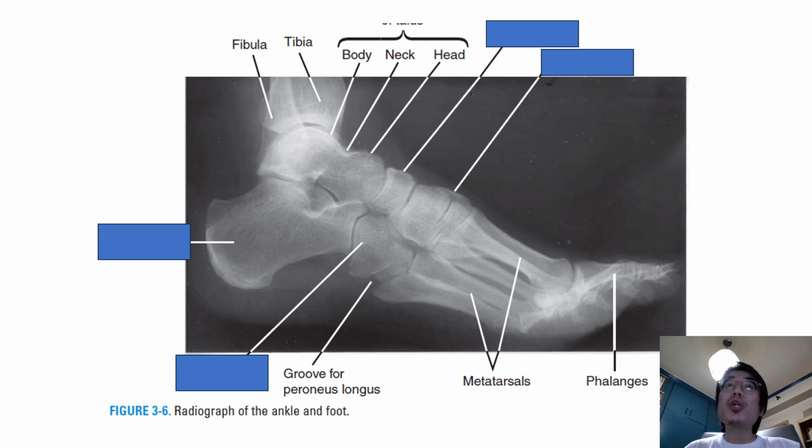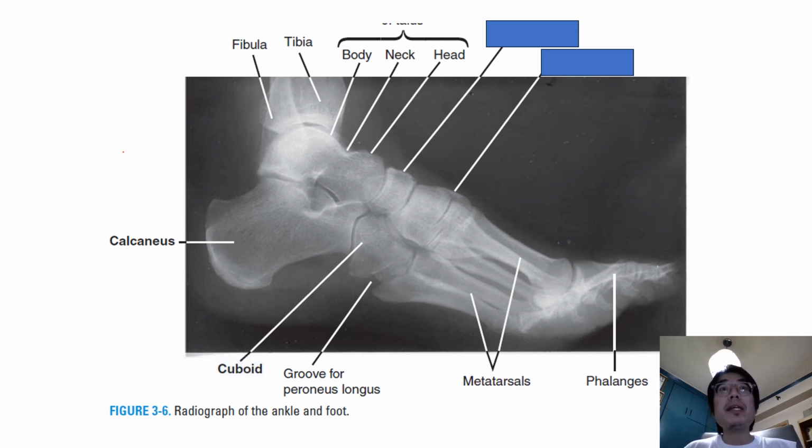Finally, let us conclude again with a quiz to refresh ourselves. This is a radiograph, this time of an ankle and foot taken in lateral projection. The first blocky structure over here is the calcaneus. This is actually the heel of the foot.